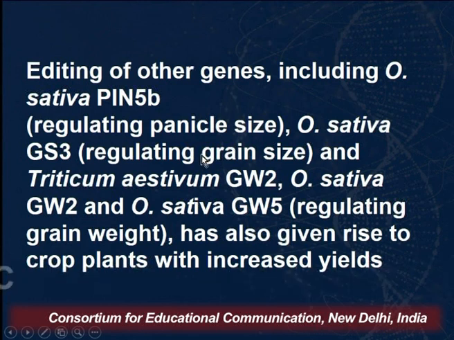Editing of other genes including Oryza sativa PN5B, which regulates the panicle size, and Oryza sativa GS3, which regulates the grain size. So this we will also talk about in crop quality. They are increasing the grain size. In Triticum aestivum GW2, Oryza sativa GW2 and Oryza sativa GW5, they are regulating the grain weight. These quality improvements have also given rise to crop plants with increased yields.